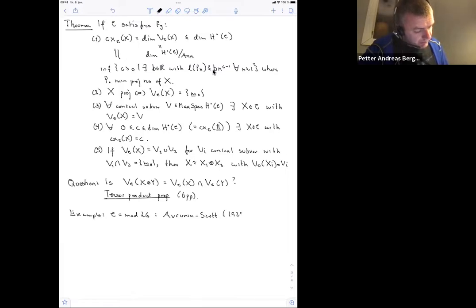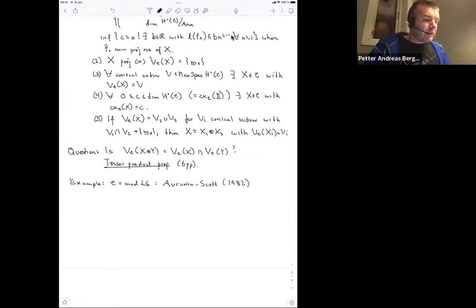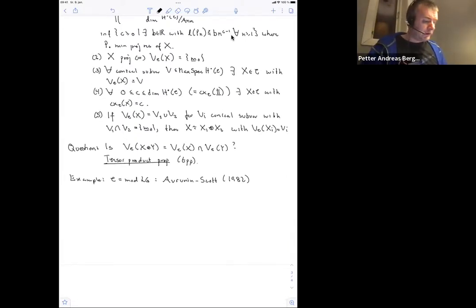From 1982, 1928, that's a bit early. Yeah, so that's a theorem proved by Avrunin and Scott from '82. And we would like it to hold for all finite tensor categories satisfying FG.